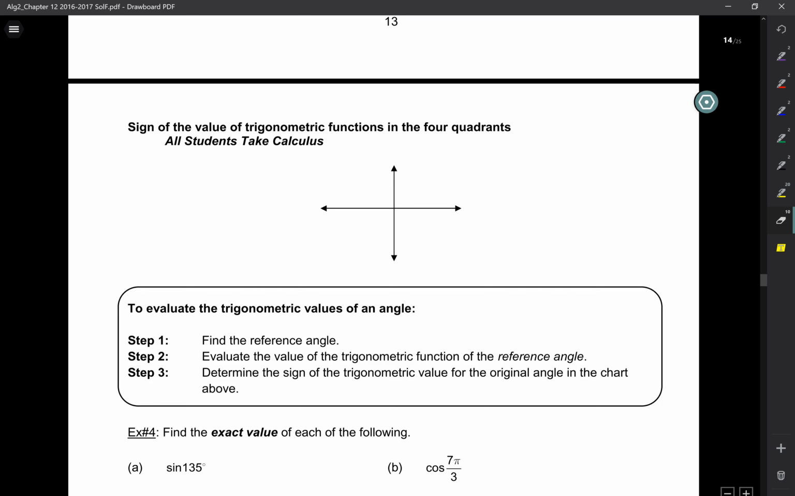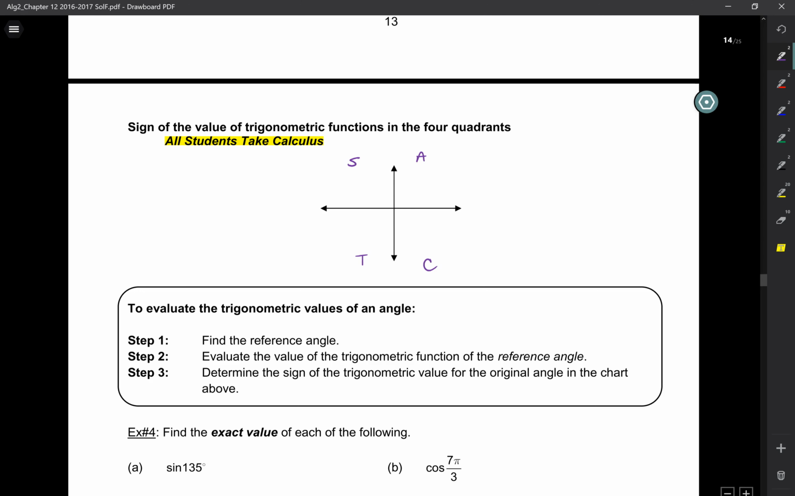And how do we remember where it is positive and where it's going to be negative? Well, it's a mnemonic, a memorizing method: All Students Take Calculus. Basically, everything goes in a counterclockwise form, so it's like this: all students take calculus. So what does all this mean?